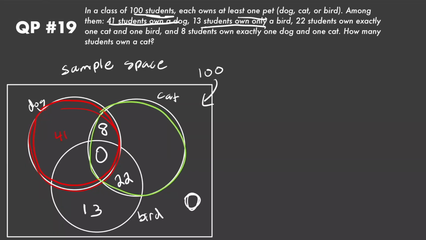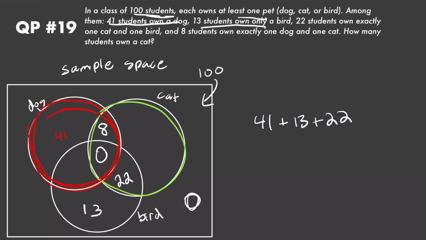So how do we do that? Well, we know the numbers in these 3 regions, so we just have to find the number over here and then sum them all up to get the total number of cat owners. So let's solve for this region. Basically, we know that there's 41 dogs over here in this circle, so we take 41. And then we know that there's 13 only birds and 22 cat and birds, so let's add all those together.